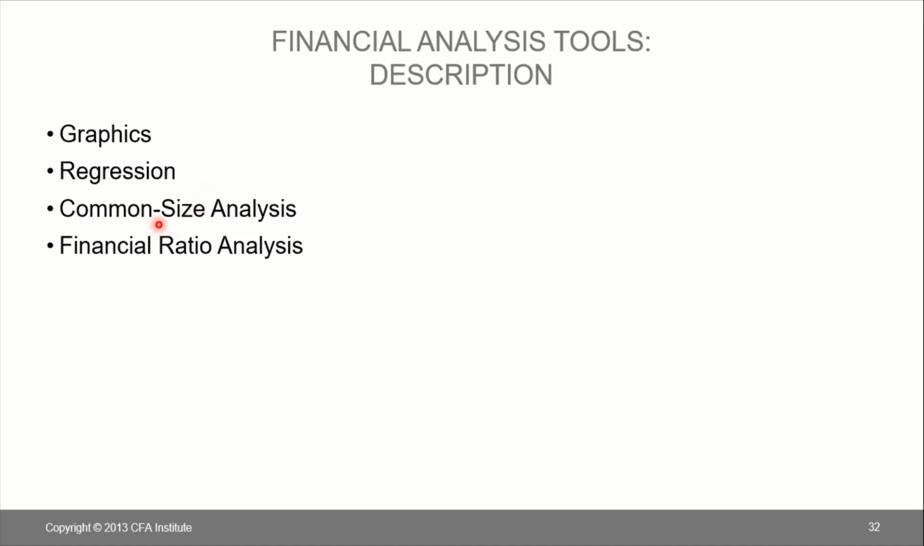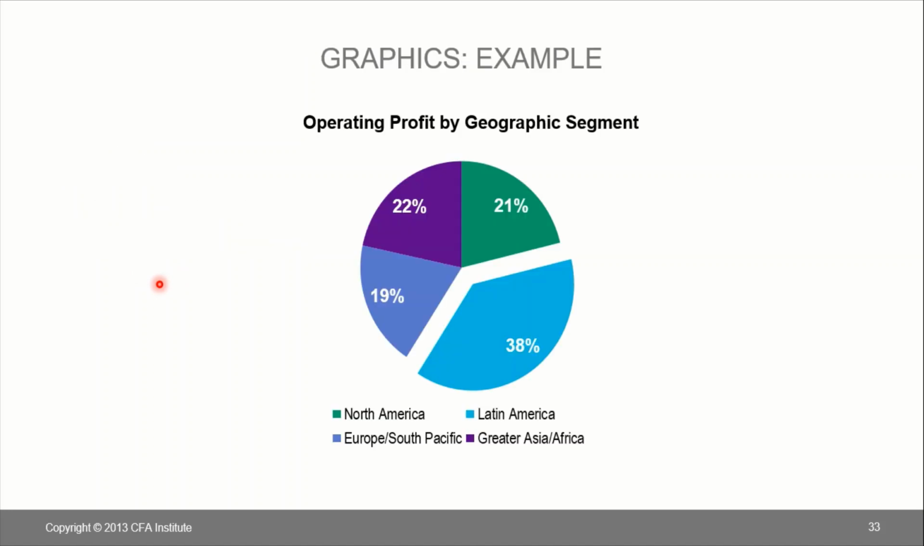And then sa common size analysis, we have two types of common size analysis. We have the vertical and the horizontal analysis. So later, let's review how common size analysis work. And of course, lastly, financial ratio analysis. We have so much to talk about this later. So let's begin with the graphical presentation in financial analysis.